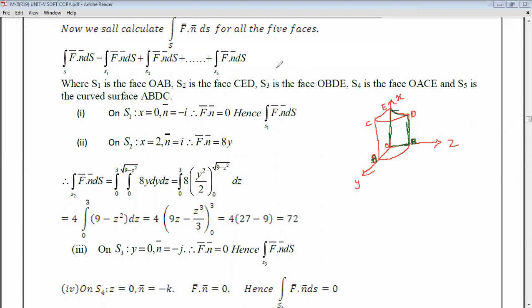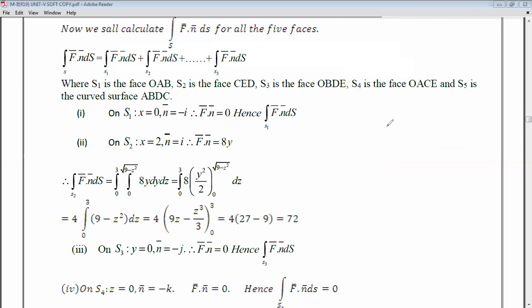And next S4 is nothing but OACE. And next S5 is nothing but ABDC. So ABDC is nothing but, here it is having, ABDC. This is the phase. So these are the total 5 phases. So first here it is having.